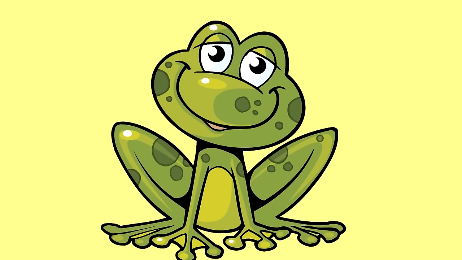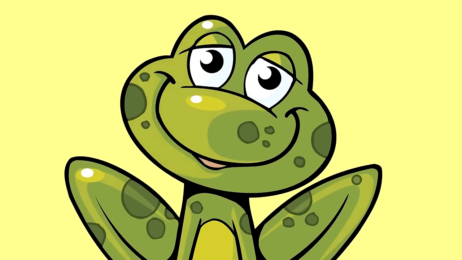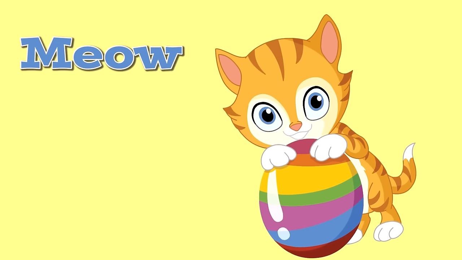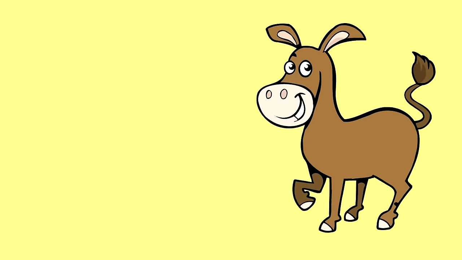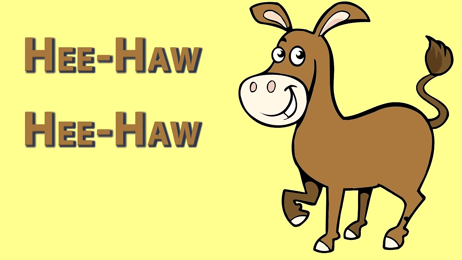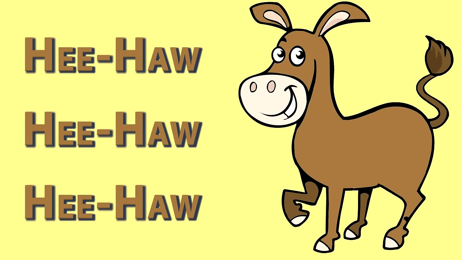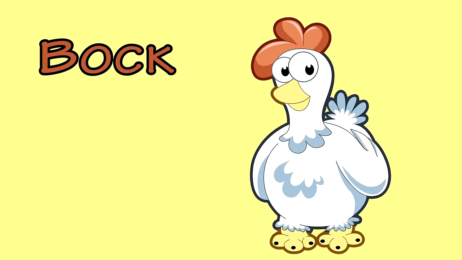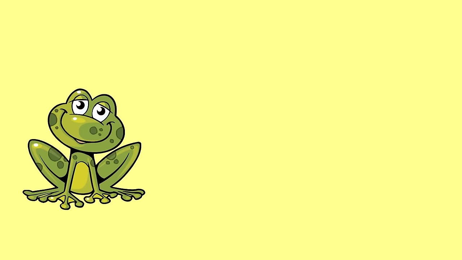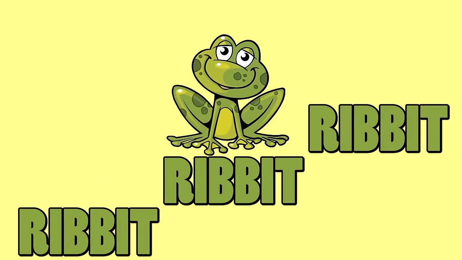Can you make the sounds of these animals? The cat goes meow, meow, meow, meow. The donkey goes hee-haw, hee-haw, hee-haw. The chicken goes bok, bok, bok. The frog goes ribbit, ribbit, ribbit, ribbit.